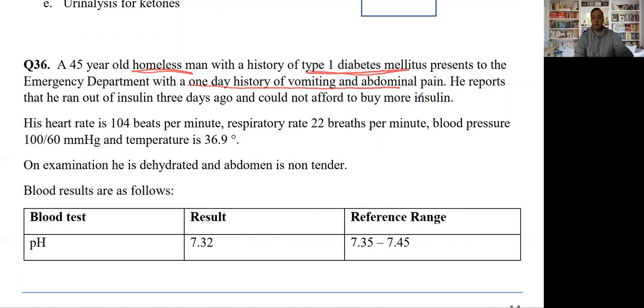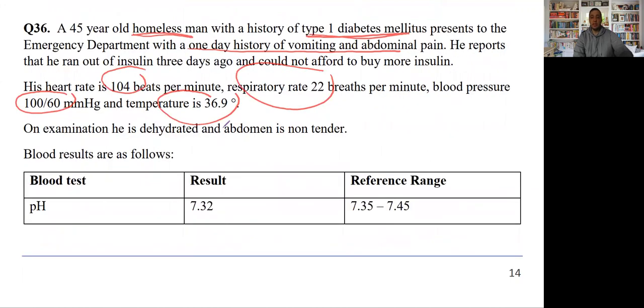His heart rate is 104, so he's tachycardic. Respiratory rate 22, mildly tachypneic. Blood pressure 100/60, hypotensive. Temperature 36.9, so it is a normal temperature. On examination, he is dehydrated, so here we have dehydration, and the abdomen is non-tender.